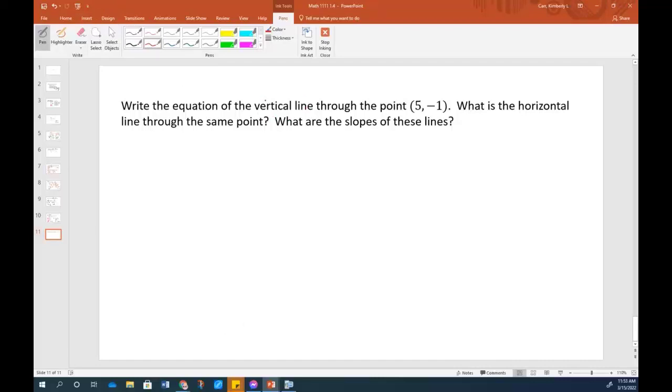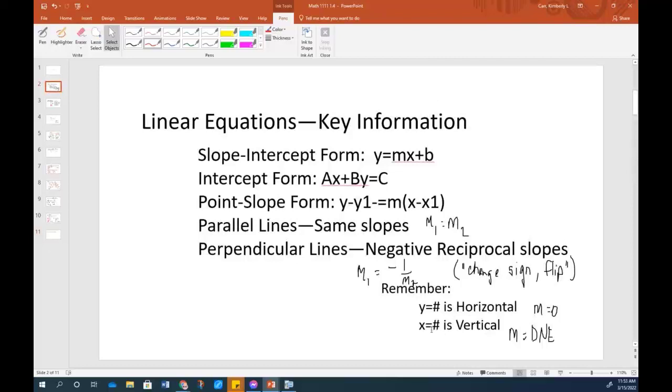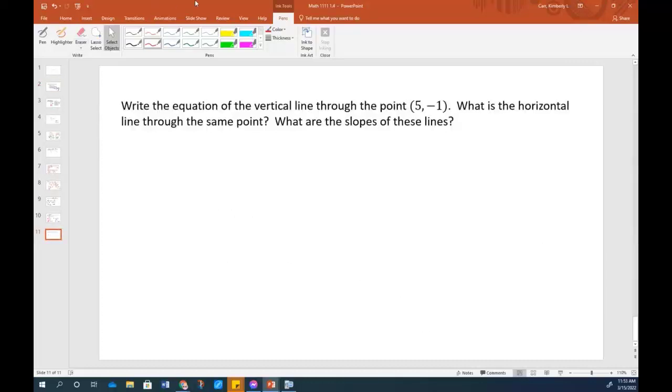Vertical line, okay? Vertical lines, going back to that slide just so you can see it down here in the bottom right, a vertical line is x equals the number. So since it wants vertical, x equals the only x value I have, 5. The horizontal line is going to be y equals the number. So my horizontal line, y equals -1.